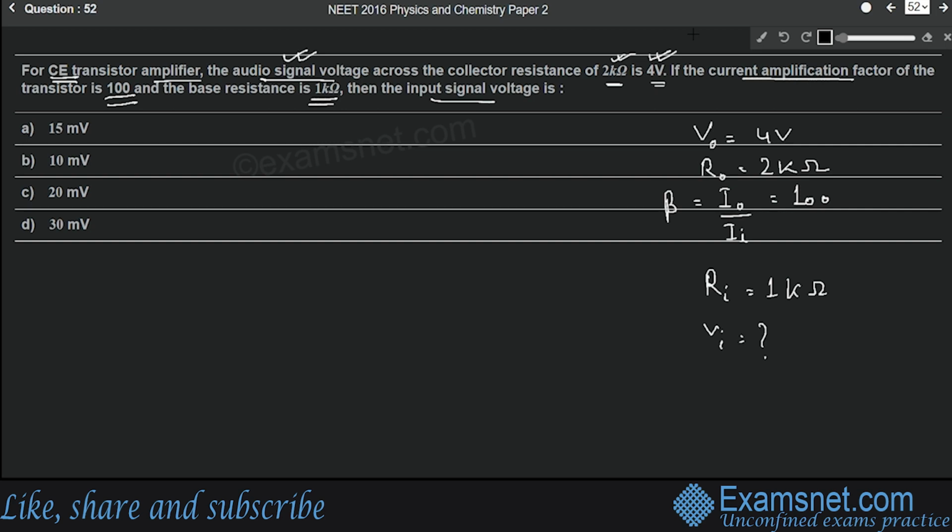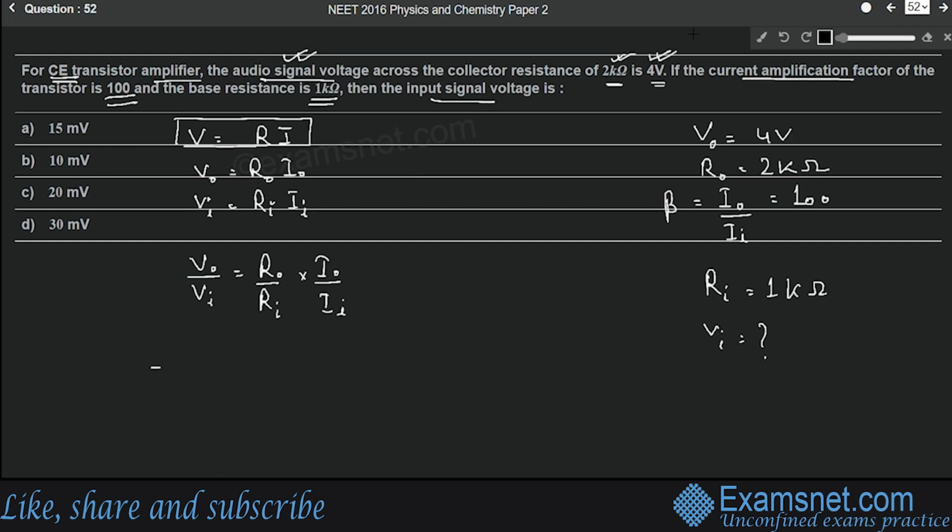Now we know that voltage is equal to resistance into current, or current into resistance. So output voltage will be equal to output resistance into output current, and input voltage will be equal to input resistance into input current. So output voltage by input voltage will be equal to output resistance by input resistance into output current by input current.